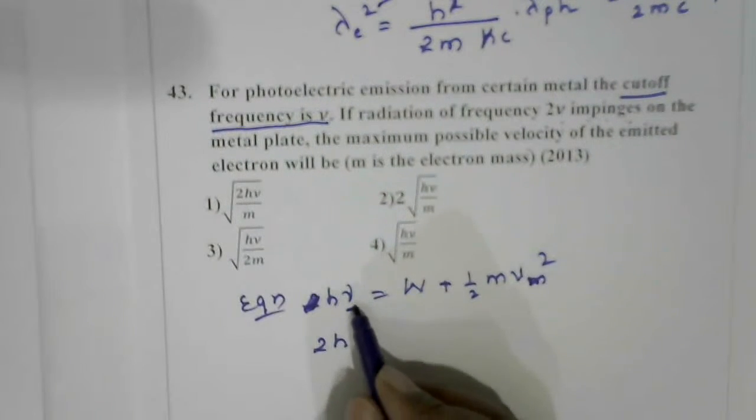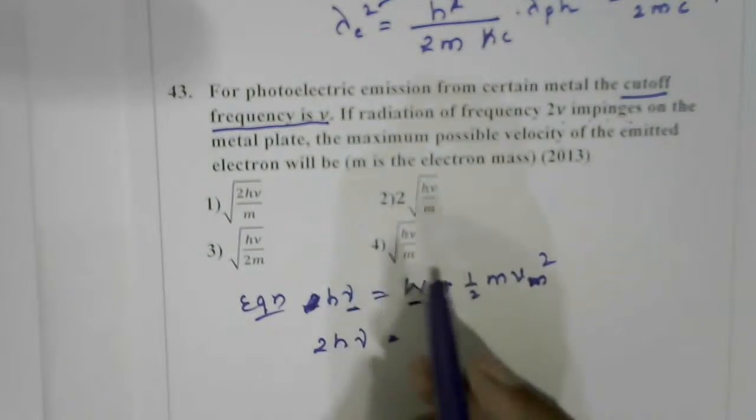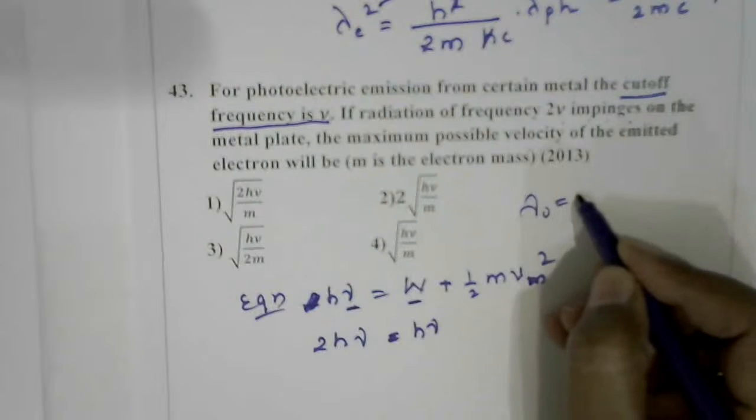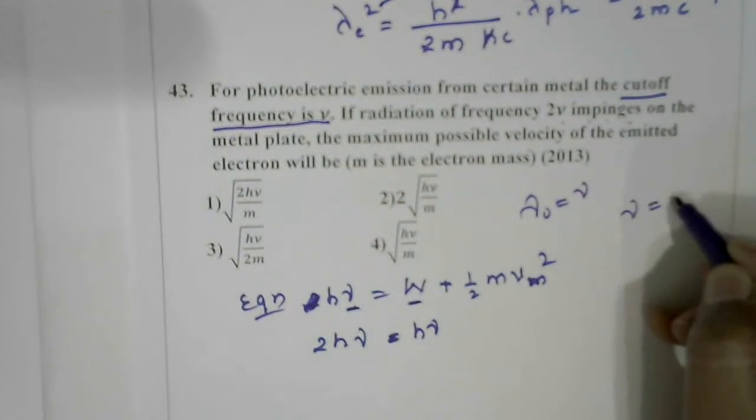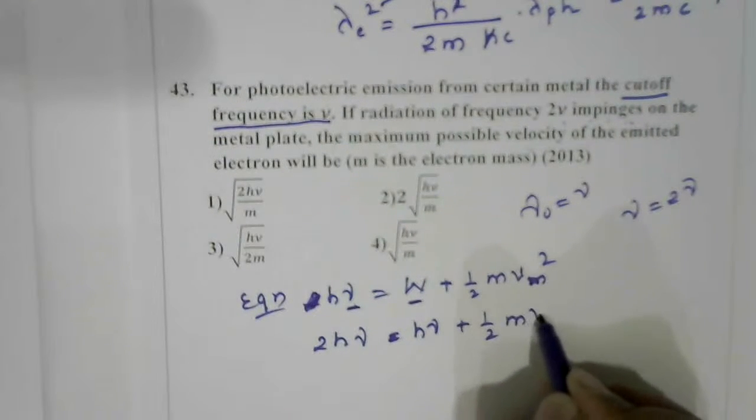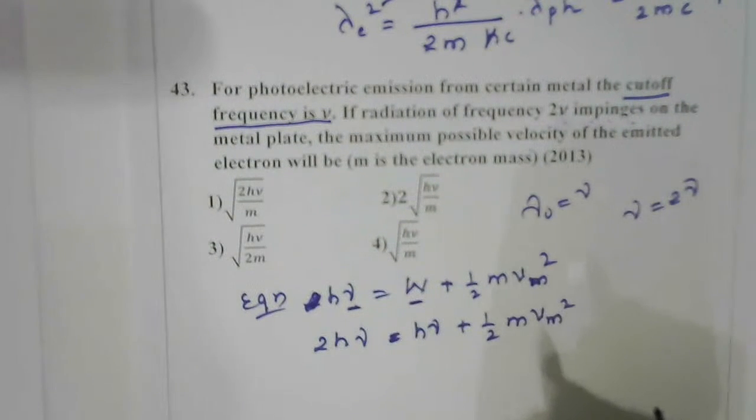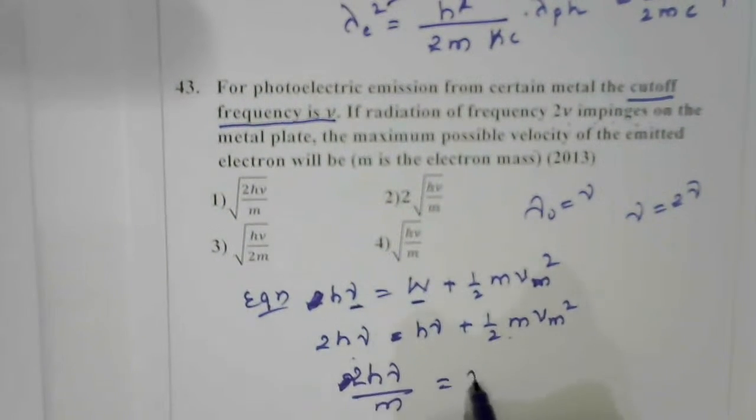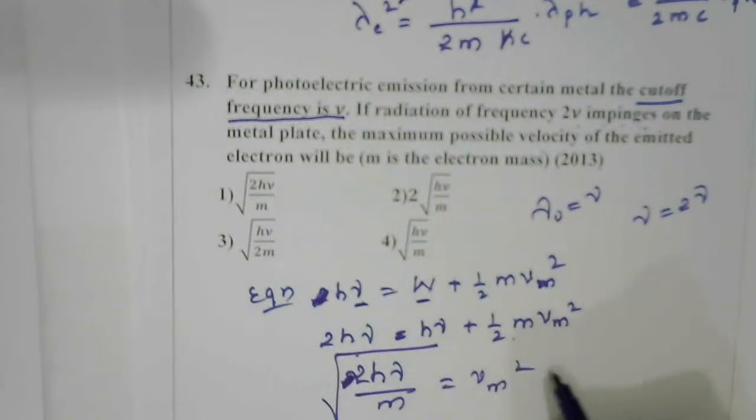Now I am substituting. The threshold frequency is nu, so it will become h nu. Nu naught here is nu, whereas the nu given here is 2 nu. Plus half m v maximum square. Then you are going to get: this becomes only one single h nu. The 2 you can transfer to this side, m goes to the other side, and you get v m square. So the root of this becomes your v m, which is root of 2 h nu by m.